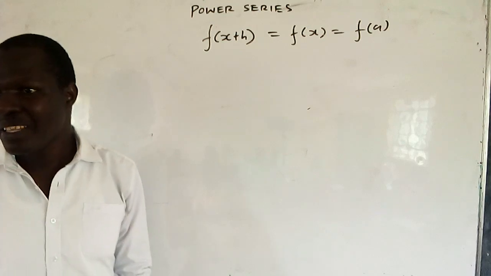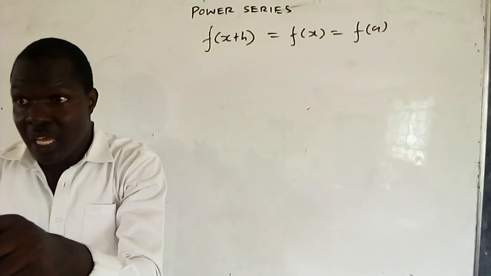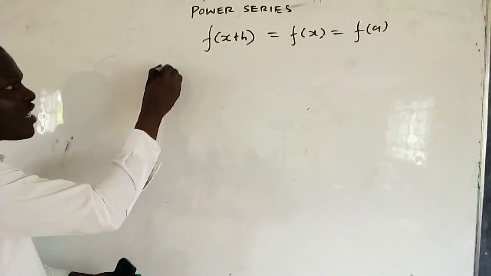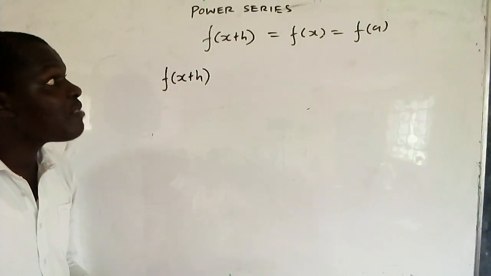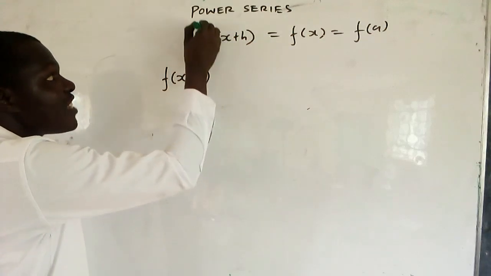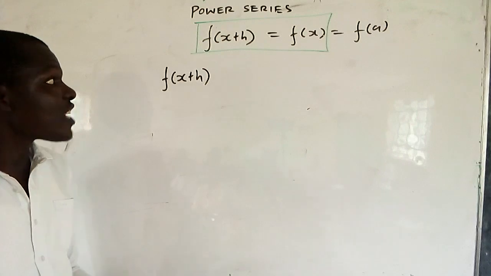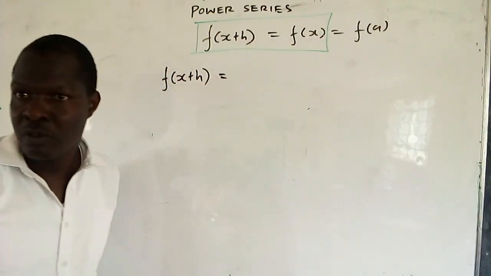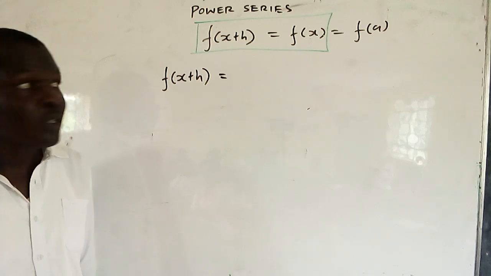Are you seeing that? Are we together? Yes. So I want to show you how this is working. If somebody tells you to expand a function f of x plus h, you go where f of x plus h is. Where is it? It is here, meaning you take this part. For you to expand f of x plus h, you must start from f of x.